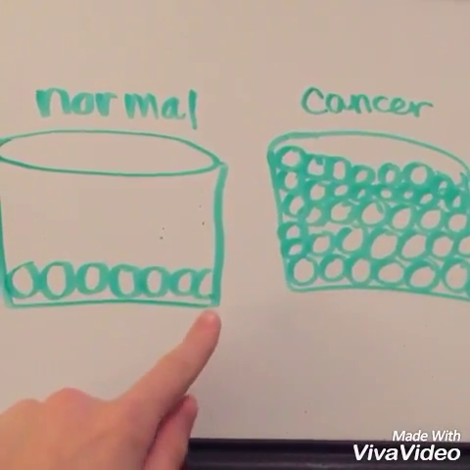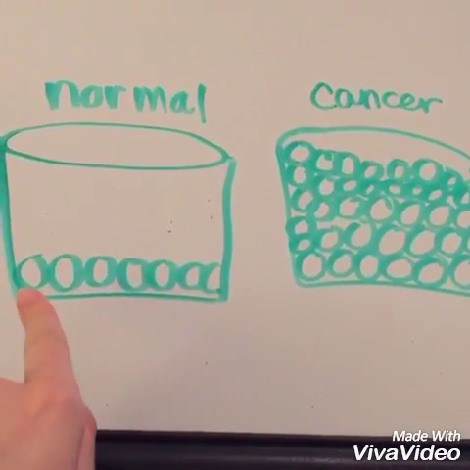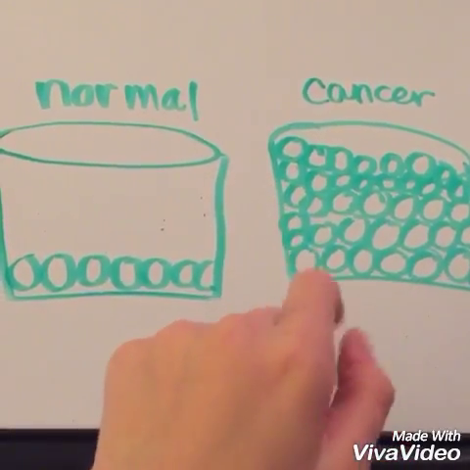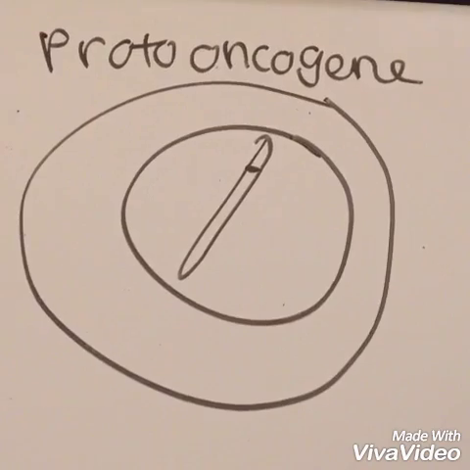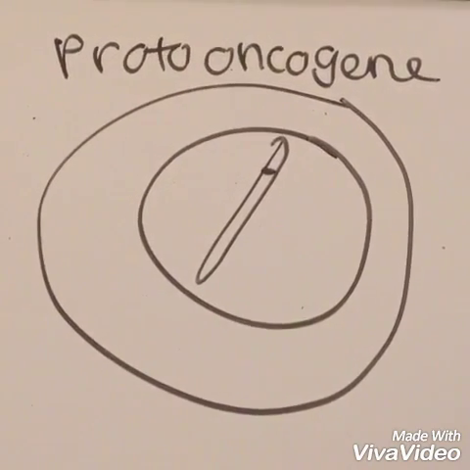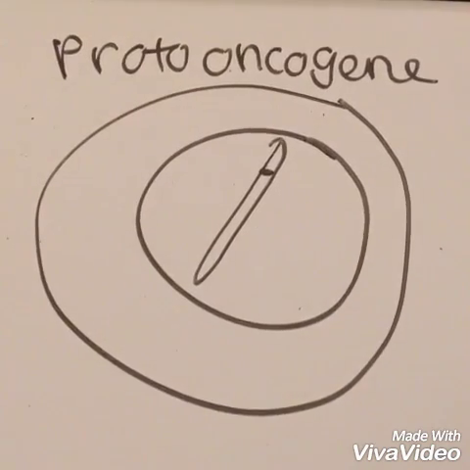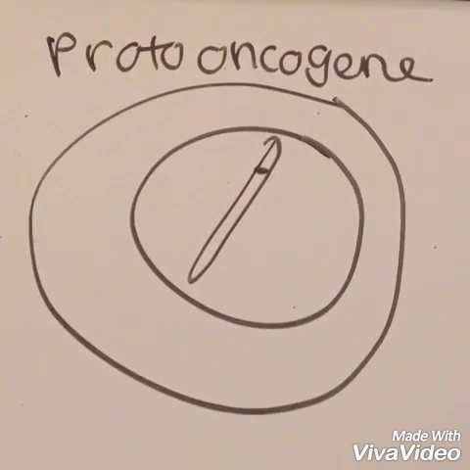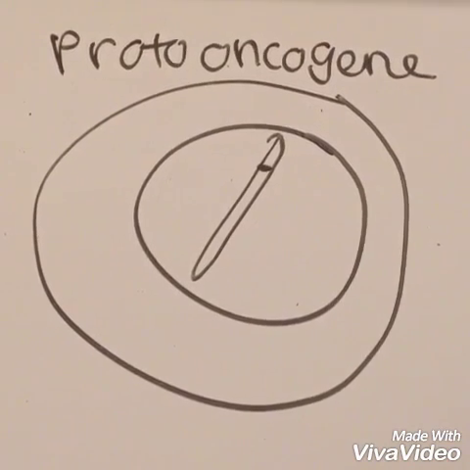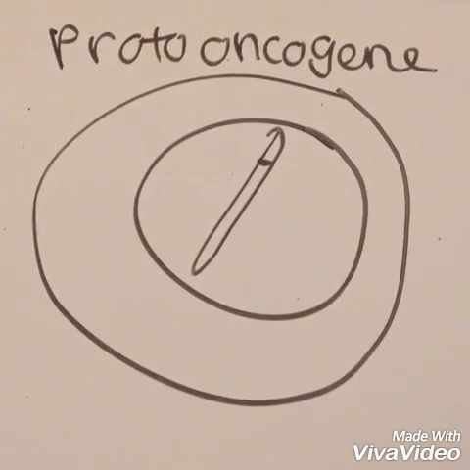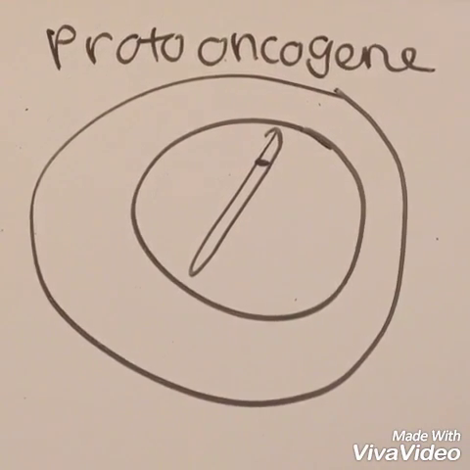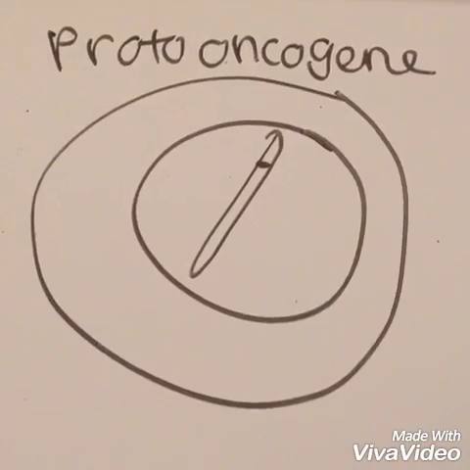This is the way that normal cells line up in a container, but cancer cells keep replicating and grow on top of each other. A proto-oncogene is a gene that regulates growth. A mutation can occur to this to change it into an oncogene. This is what causes cancer to occur, because oncogenes don't regulate the cell cycle like other normal growth regulators. They let the cancer cells continue to grow and reproduce.